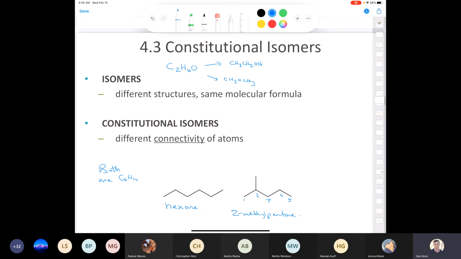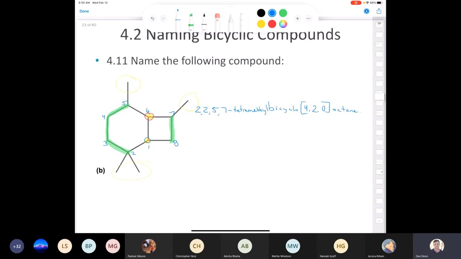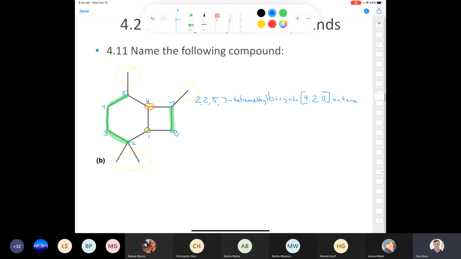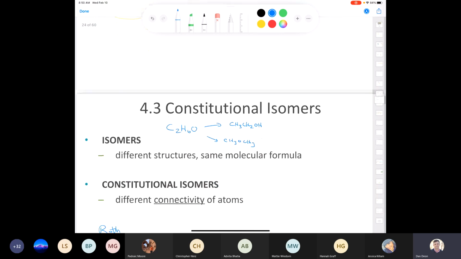So I'm going to back up a second just to address one question. A student asked me, can we only have 2 bridges? And the answer is no. When you're naming a bicyclic compound, you're always going to have 3 bridges. So if it's something like this, then the third bridge is just a 0.